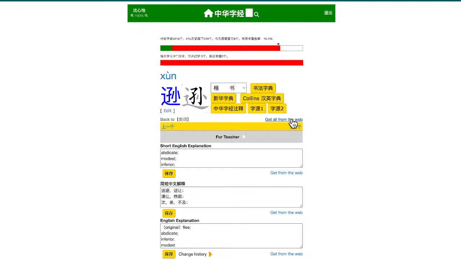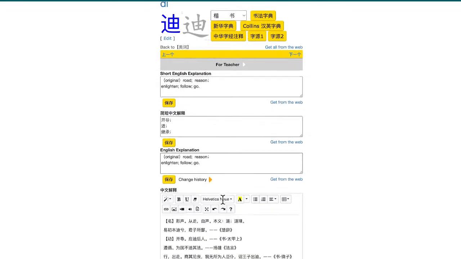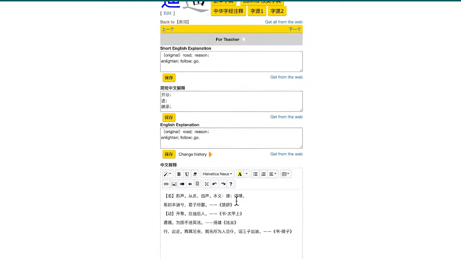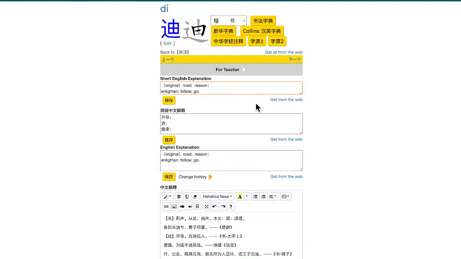So this is 训. Next one, 迪. Now 迪 originally means road or reason, road or way. It refers to an abstract idea of the way. It's not the physical way or road. So it means an abstract way, like approach, reason, and the basis for doing something. That kind of road, reason.